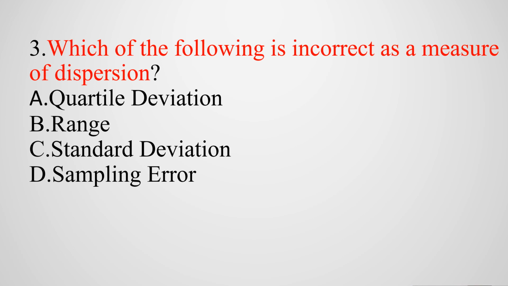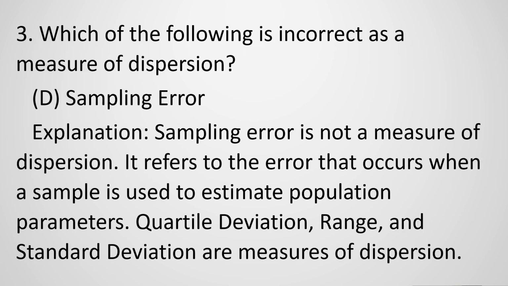Sampling error refers to the error of description that occurs when you take a sample from a larger population instead of studying the entire population. It is the difference between the sample estimate and the true population parameter. The sampling error can result from various factors including sample size. So here we may go with the fourth option, that is sampling error.